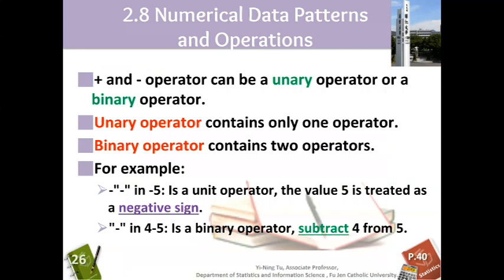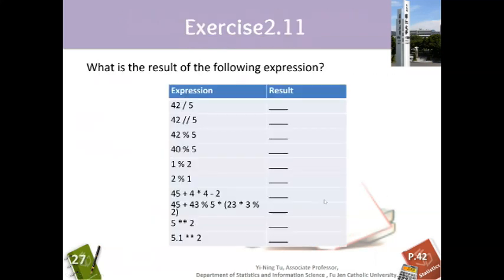And the plus and minus operators can be binary and unary. Unary means it's just a sign for a positive value or negative value. So it's a unary operator, and a binary operator will contain two values. For example, -5 is a unary operator, where the 5 is treated with a negative sign. But if we have two values here, it is a binary operator. A binary operator is just a subtract. I think it's very easy for you.